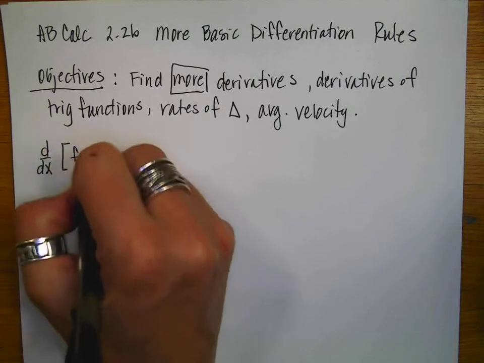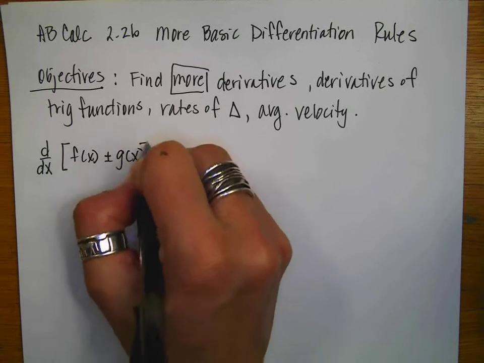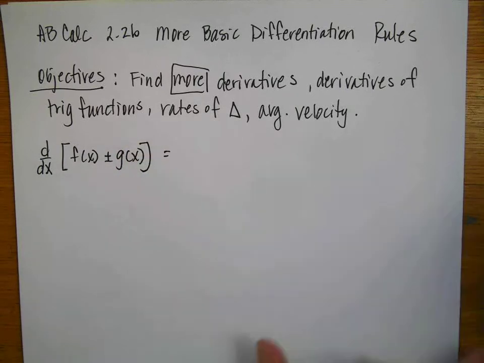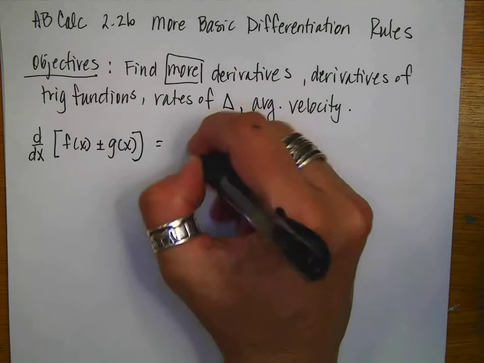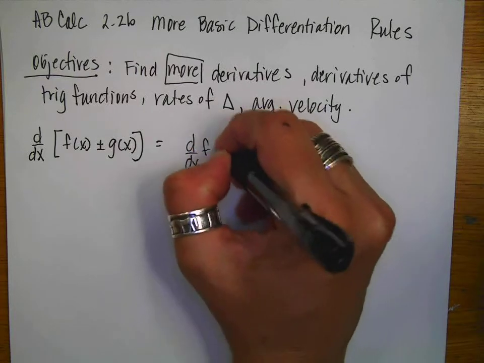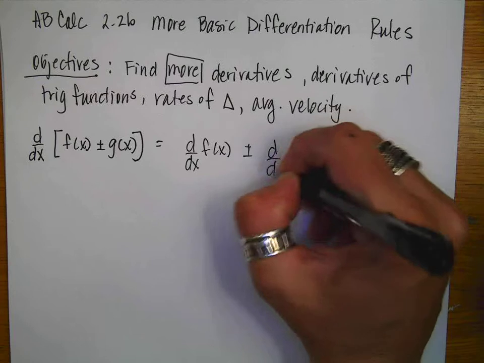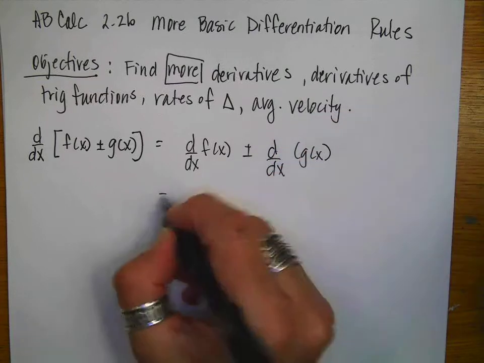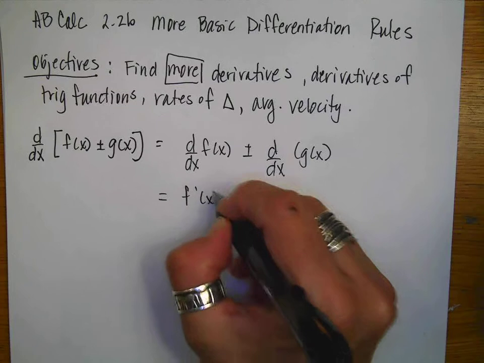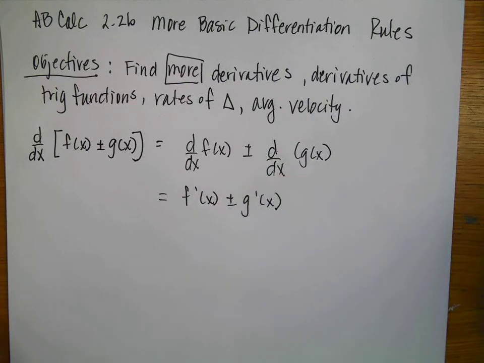So the rule that we want to get today is, let's say I have a function that is f of x plus or minus g of x. I can just split that up, and sometimes the derivatives are easier if you split the terms up. So I could, in theory, take the derivative of each term separately. This would just be f prime of x plus or minus g prime of x. Okay? So now let's just start right in with some examples.